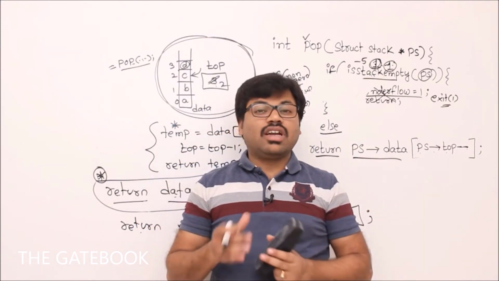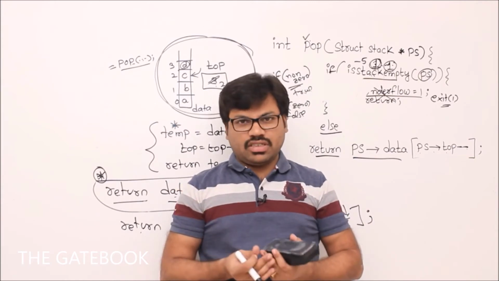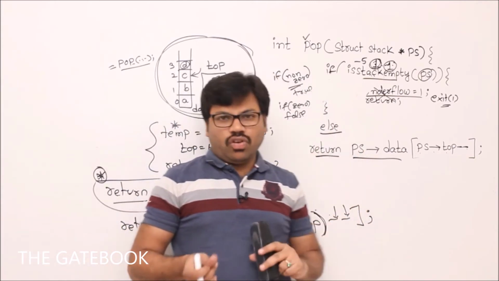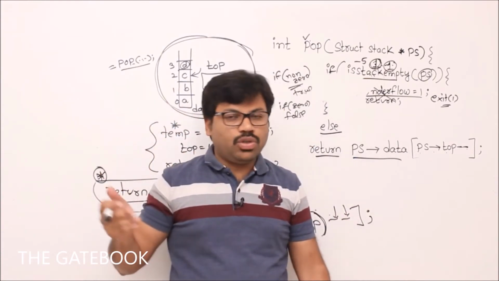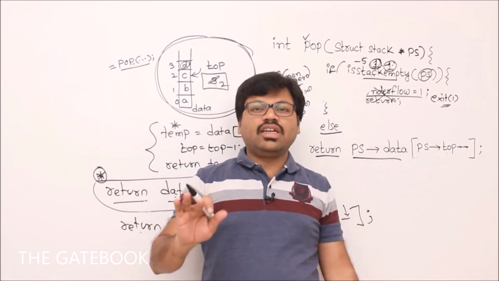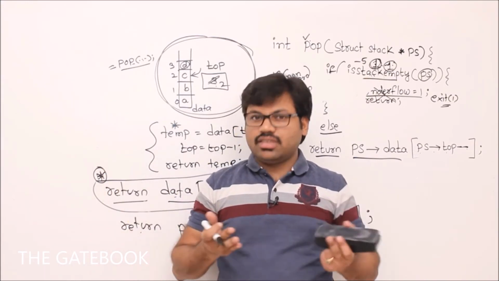So that's not a good idea. Somehow you have to handle the unexpected situations. That is what we are doing through the underflow variable. That's why we are communicating to the other part of the program using underflow. Underflow says that something unexpected has happened. Similarly, overflow also says the same thing.